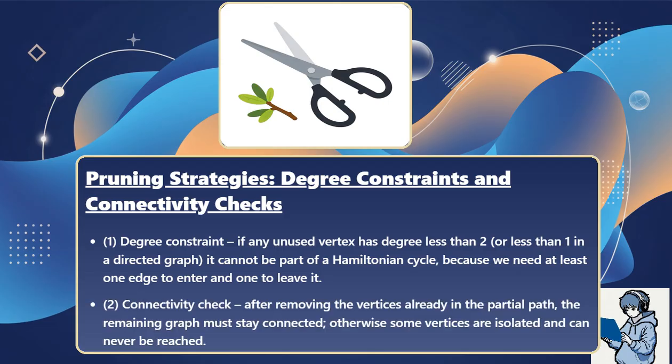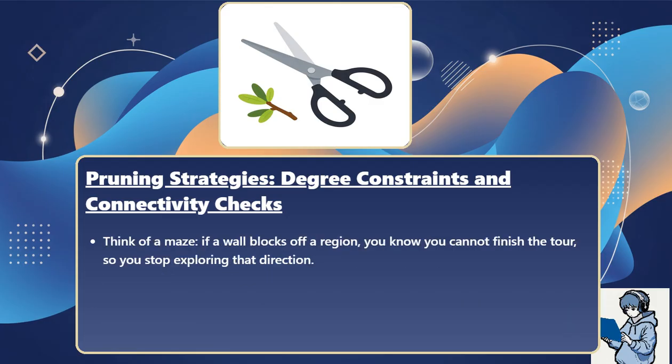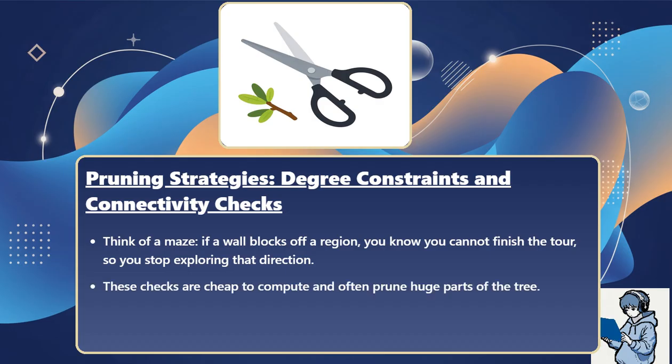2, connectivity check. After removing the vertices already in the partial path, the remaining graph must stay connected, otherwise, some vertices are isolated and can never be reached. Think of a maze. If a wall blocks off a region, you know you cannot finish the tour, so you stop exploring that direction. These checks are cheap to compute and often prune huge parts of the tree.